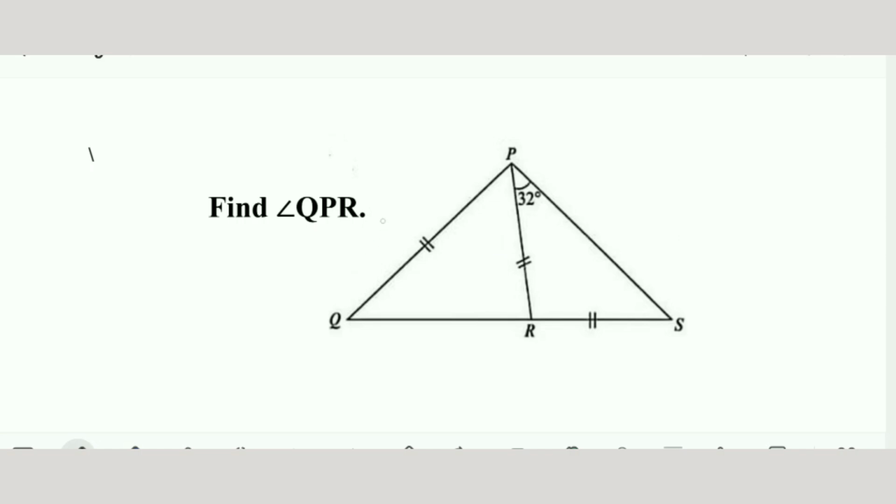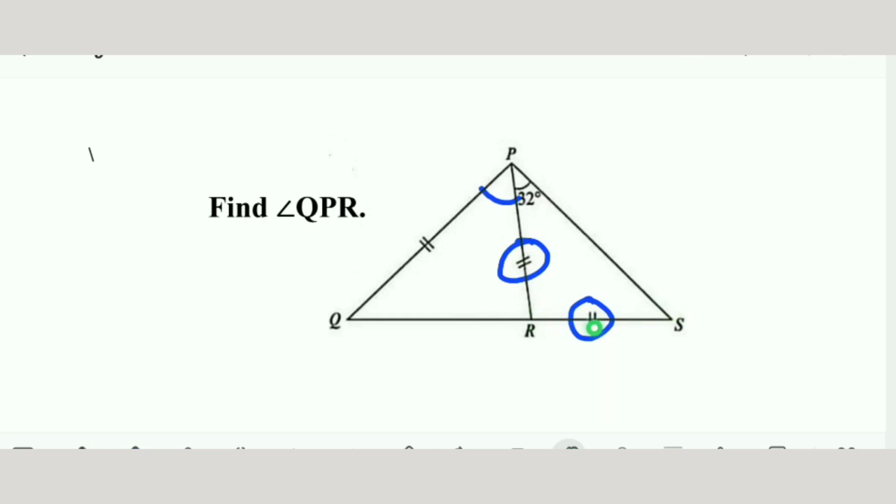In this problem, we're asked to find angle QPR. So you need to first of all identify it. Having identified the missing angle, the next thing is to make use of the pieces of information given to you. You would observe that you have this mark and this mark on this side. That tells you that triangle PRS is an isosceles triangle.